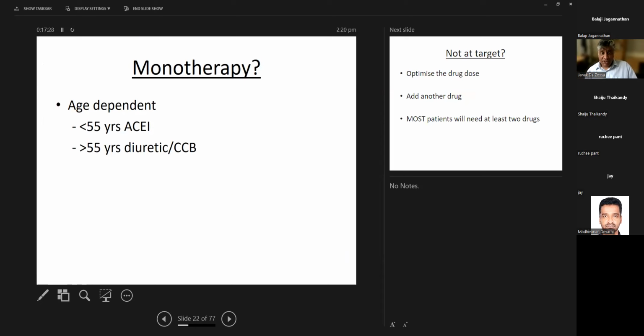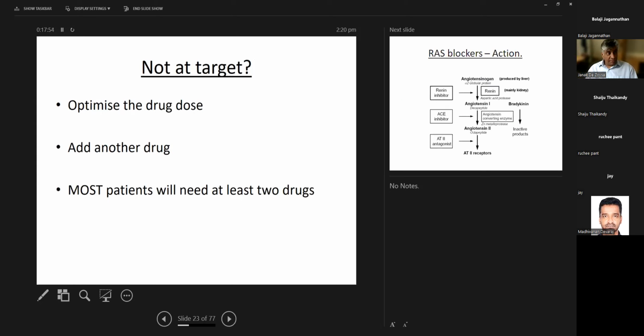So if we have a young patient or a patient with chronic kidney disease, we'd often use the ACE inhibitors or the angiotensin receptor blockers, because often these patients have an excess of renin-angiotensin. In patients who are older, we might start therapy with diuretics and then think about calcium channel blockers. So the first step is to start one of those drugs, try and optimize the dose, and then consider adding a second drug. And most patients will need at least 2 drugs, if not 3 drugs, to try and achieve really good blood pressure control.